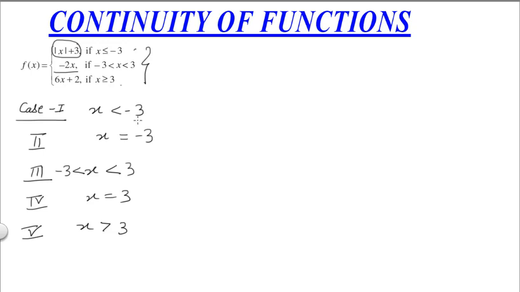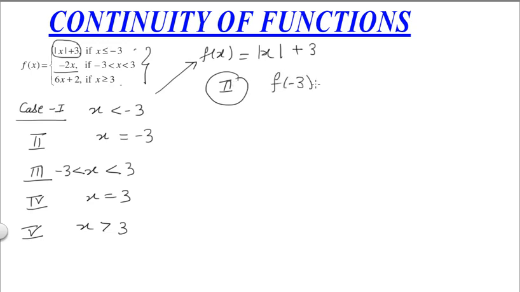Now suppose we are checking for less than -3. For less than -3, the function value is modulus of x plus 3. We see it is a polynomial function, hence it will be a continuous one, right? So directly we can say. Second case, when we check for -3, let us check f of -3. So for x equal to -3, you observe we will take modulus of x plus 3 as the function. In modulus you will write -3 plus 3, so the answer will be 6.